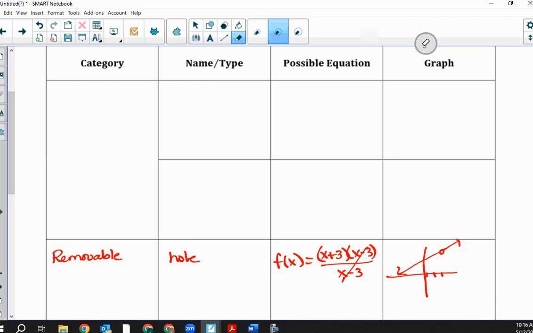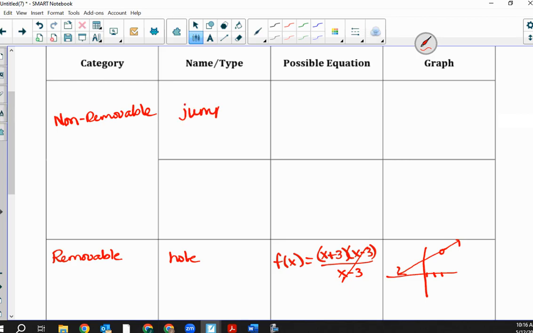Yeah? Okay. All right, so our other category is non-removable. So we have two types there. We have a jump, and we have the vertical asymptote, okay?